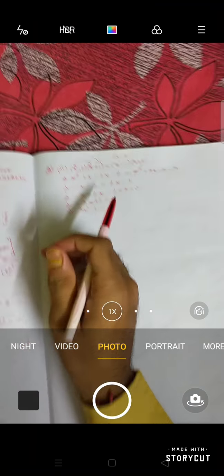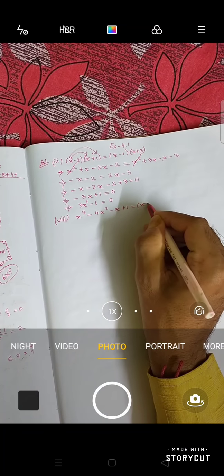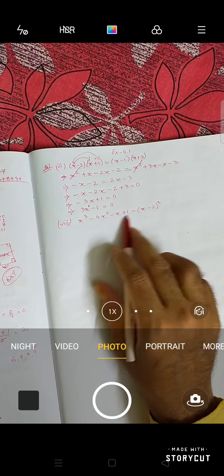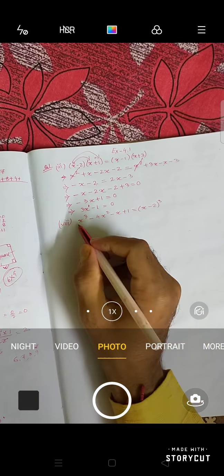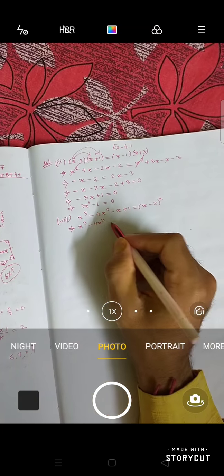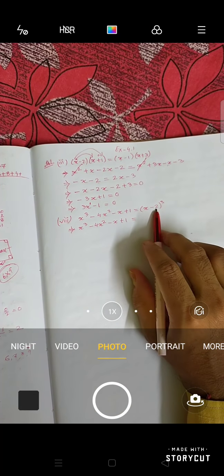Now question number 8: x cube minus 4x square minus x plus 1 equals to x minus 2 whole cube. In this case you can see that there is no bracket on the left hand side, but on the right hand side there is a bracket. So we'll try to remove the bracket on the right hand side. We'll keep the left hand side same, x cube minus 4x square minus x plus 1 equals to, now you can see that this is a minus b whole cube.